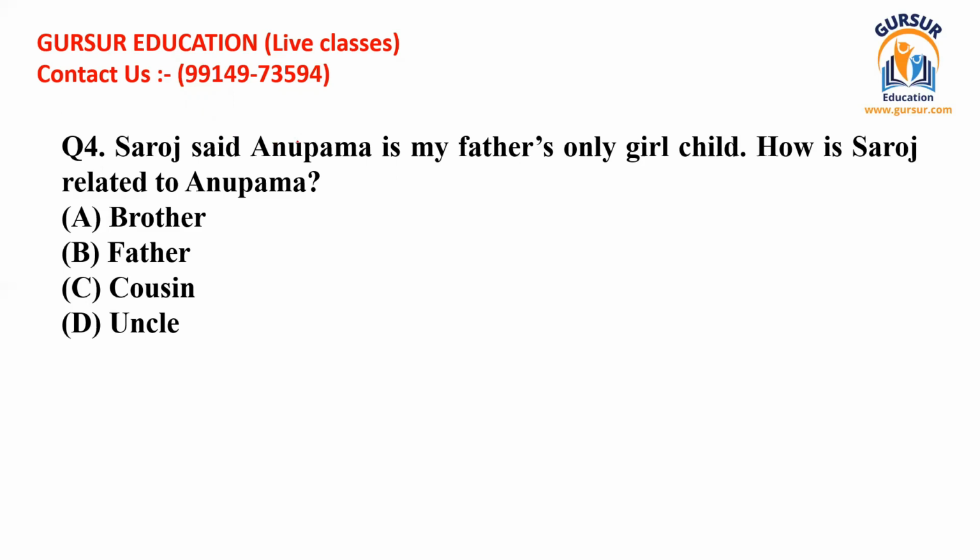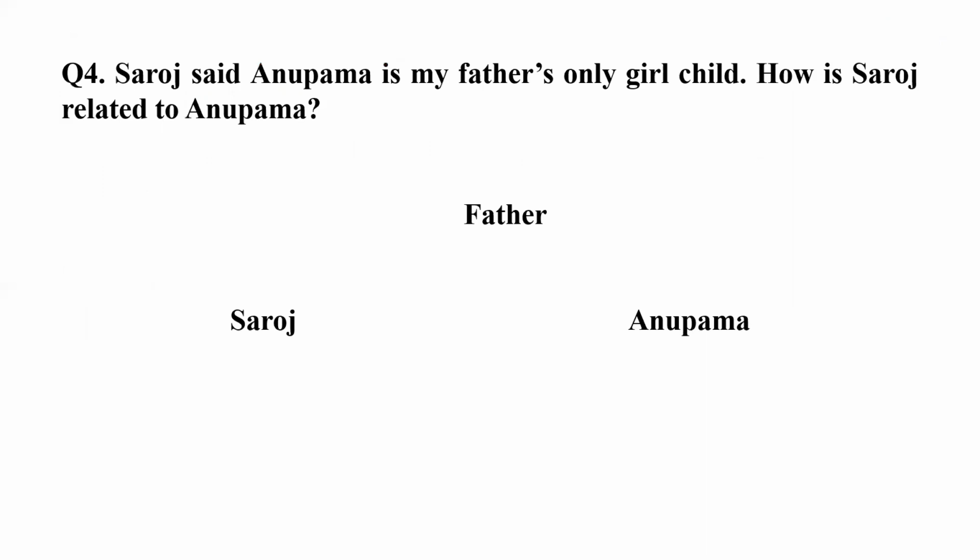Now the question is being asked: how is Saroj related to Anupama? So you have to answer how Saroj is related to Anupama. This is very easy to answer. First of all, what you need to do is make the relationship map. For that you have to find some blank space. After that you have to read the question again.